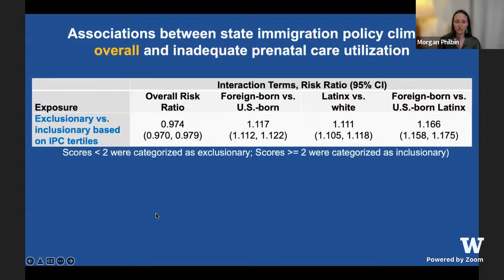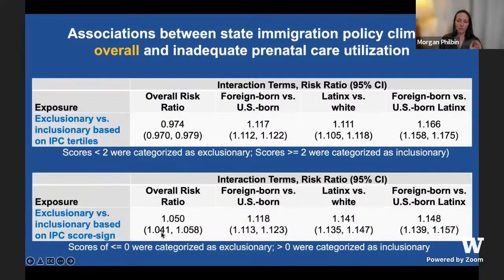So just briefly to give a few examples of this, I'm just going to show you the findings that you already saw. So these are the ones I already presented, looking at the overall state policy climate using tertiles. So where a score of less than 2 is exclusionary. And then if this is the findings, if we look at the relationship where we base it on sign, not tertiles, so saying everything that is less than 0.